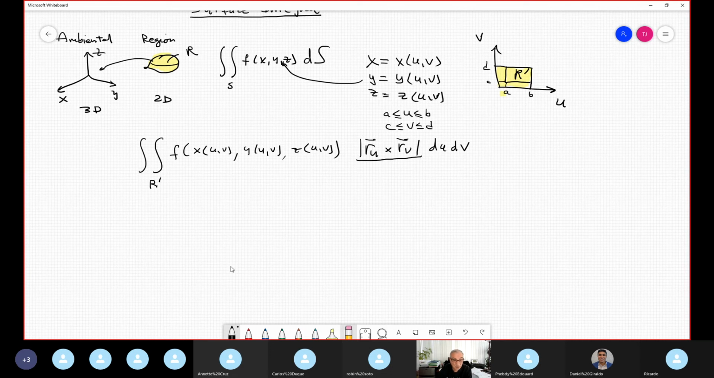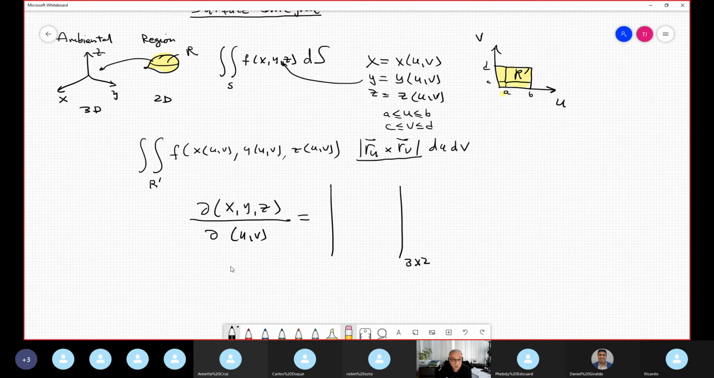Yes, the answer is yes. Okay, but now the Jacobian in this case is x comma y comma z with respect to u and v, the other variables we are doing substitution with. In this case it is the determinant. So this determinant is 3/2. Because remember, ambiental is 3, and the region is 2.